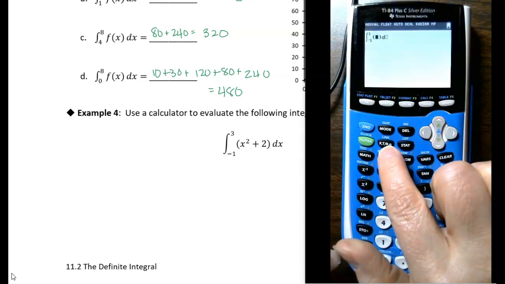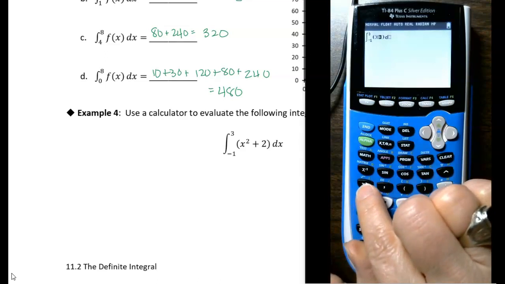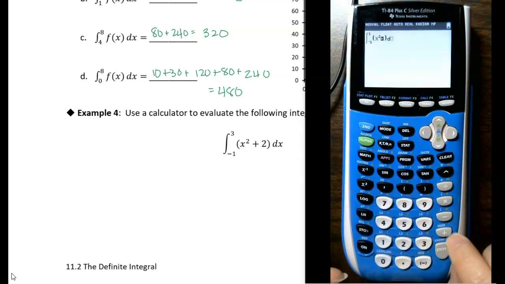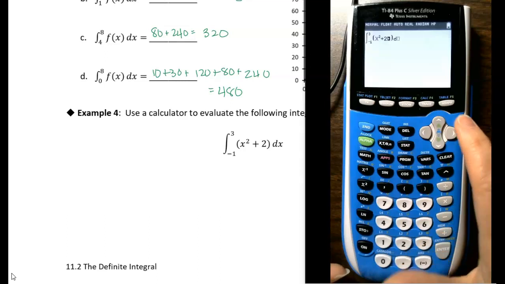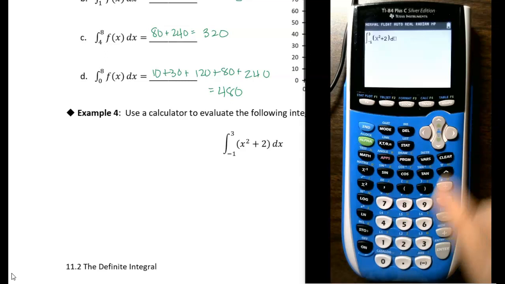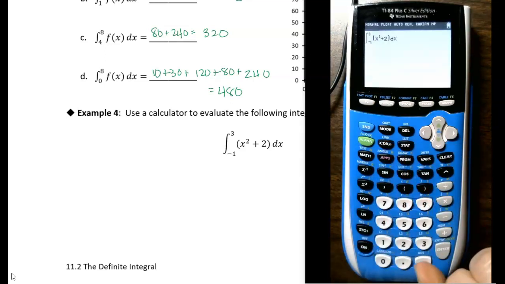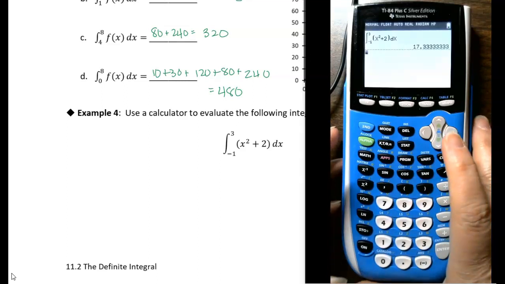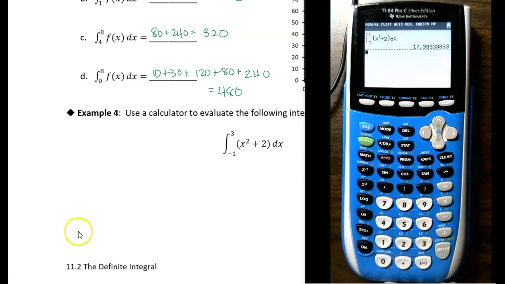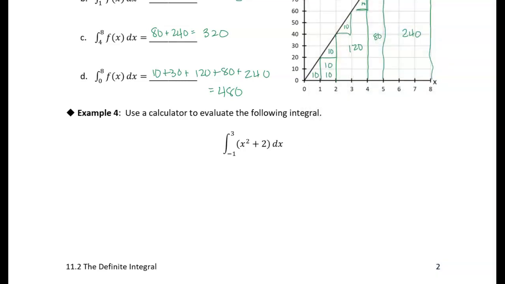And then I'm going to type in my function. So my x is here. I'm going to do x squared plus 2. Okay. There's my function. And then I have to tell it that I want to integrate with respect to x, right? So I'm just going to put an x in there. And that's it. So I just hit enter. Whoa, look at that. 17.33333. 17 1/3. Okay, well, that's lovely. So there you go.